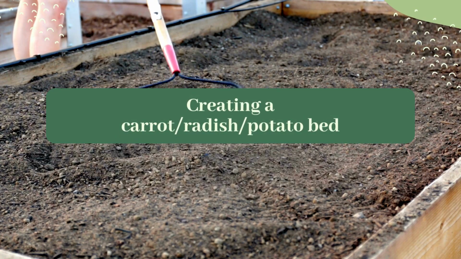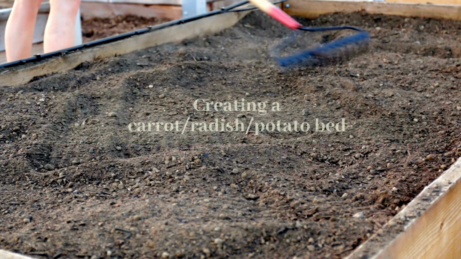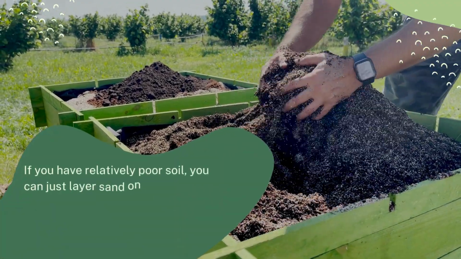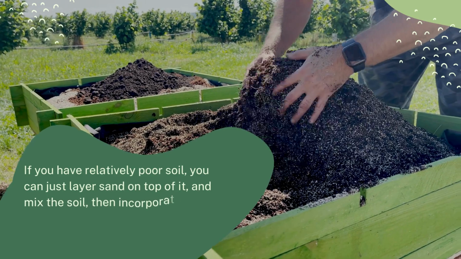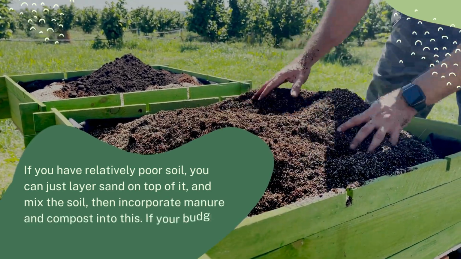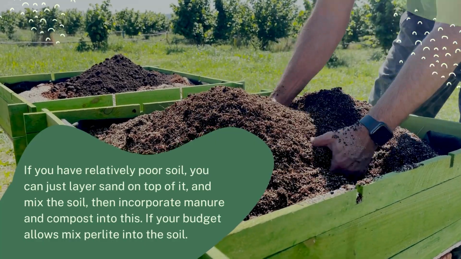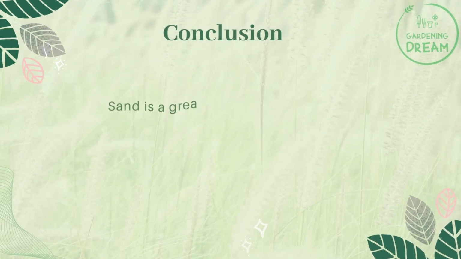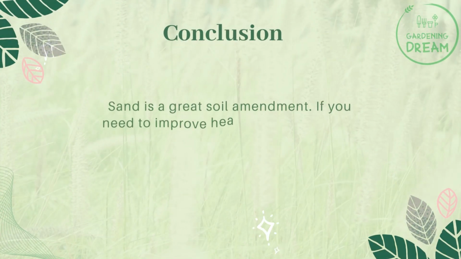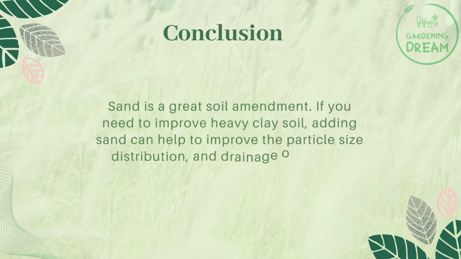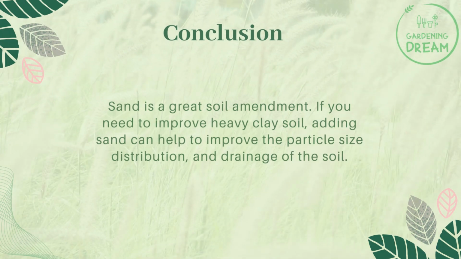Creating a carrot/radish/potato bed. If you have relatively poor soil, you can just layer sand on top of it and mix the soil, then incorporate manure and compost into this. If your budget allows, mix perlite into the soil. Sand is a great soil amendment. If you need to improve heavy clay soil, adding sand can help to improve the particle size distribution and drainage of the soil.